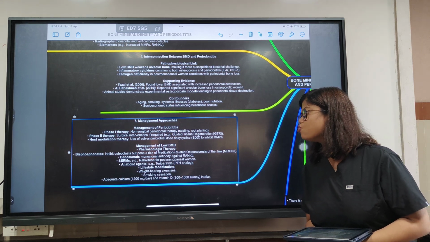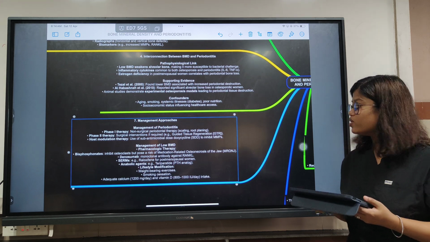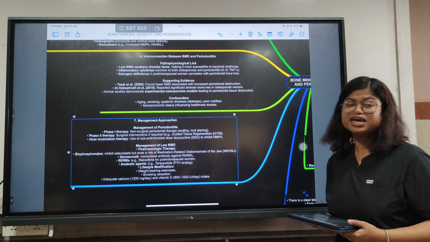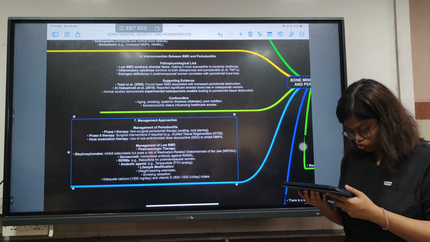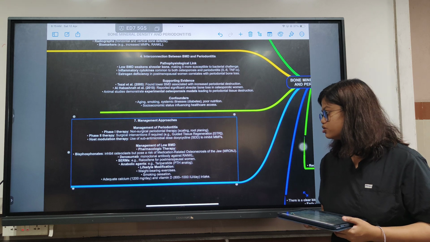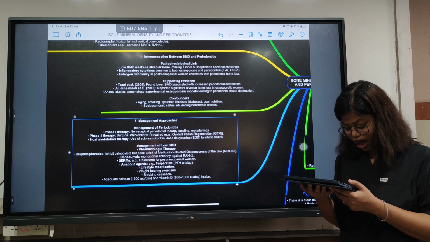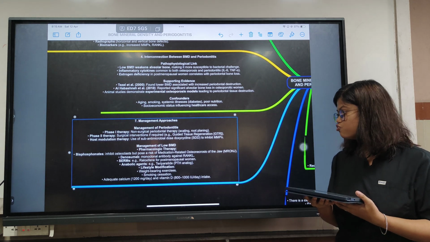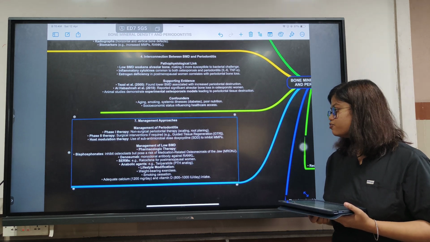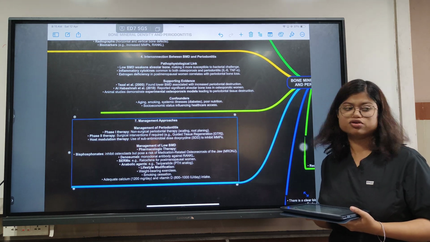Management of low BMD, how can we do it? Through pharmacotherapy. We will use bisphosphonates, which inhibit the osteoclast but pose a risk of medication-related osteonecrosis of the jaw in severe cases. We will also use denosumab, a monoclonal antibody against RANKL, which in turn produces inflammation. We will use SERMs, that is raloxifene, for post-menopausal women in osteoporosis cases, and anabolic agents such as teriparatide, which is a PTH analog.